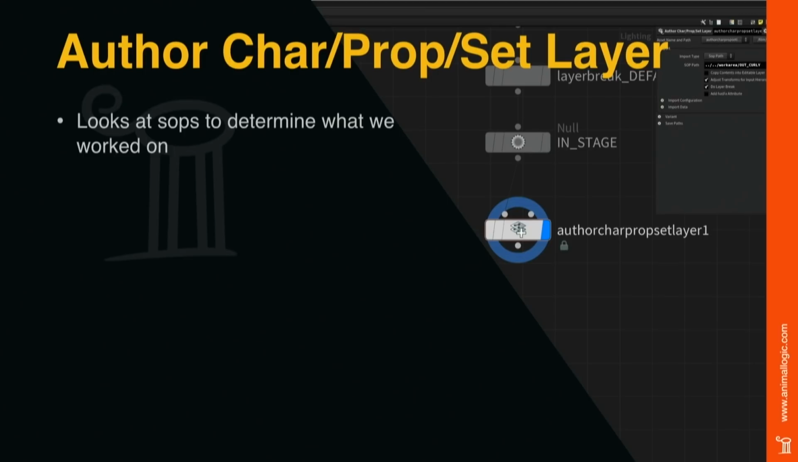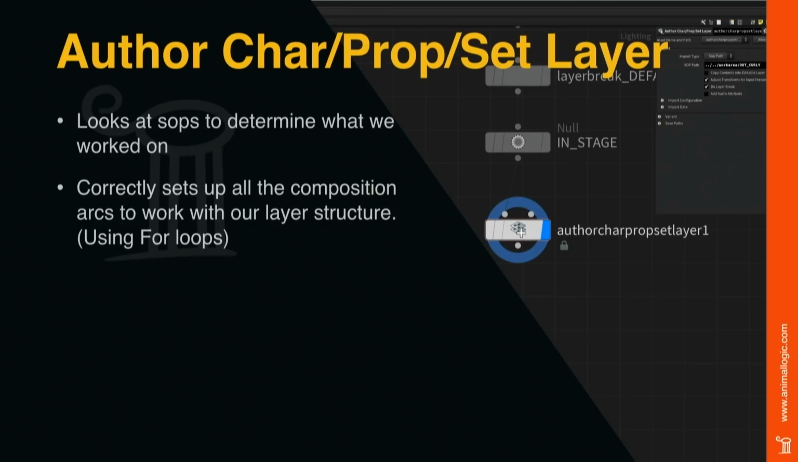What this actually does is it looks at SOPs to determine what you worked on in this context. It then correctly sets up all of those complicated things for layering and overriding certain primitives in your workflow behind the Houdini digital asset. All the artist really needs to care about is, hey, I want to take over this tree, I want to take over this character, I'm going to do it in SOP land, here's my SOPs, you do the rest. And that is really what it does.